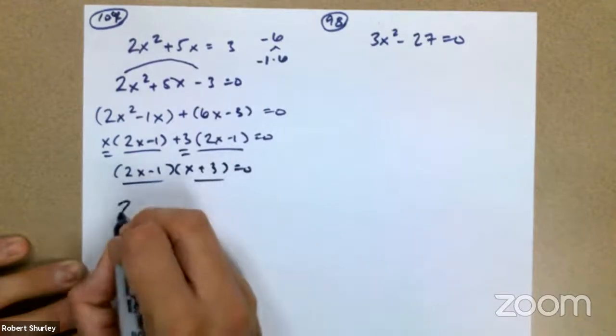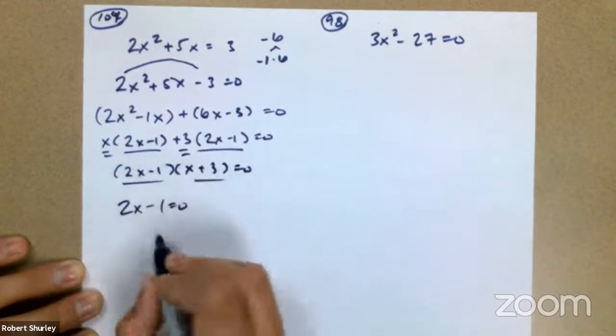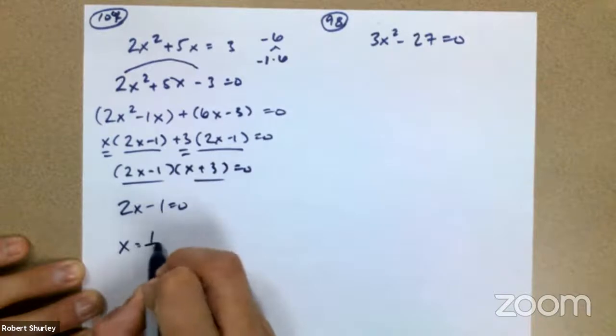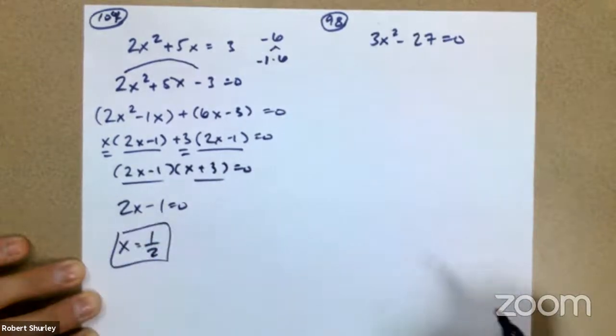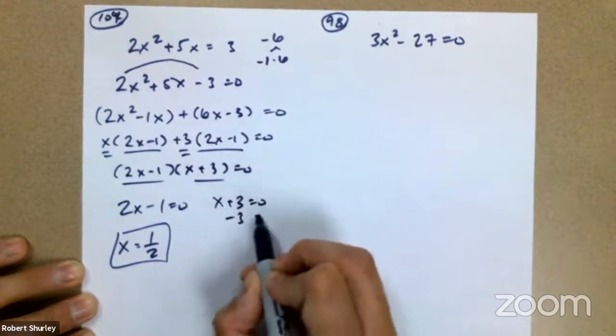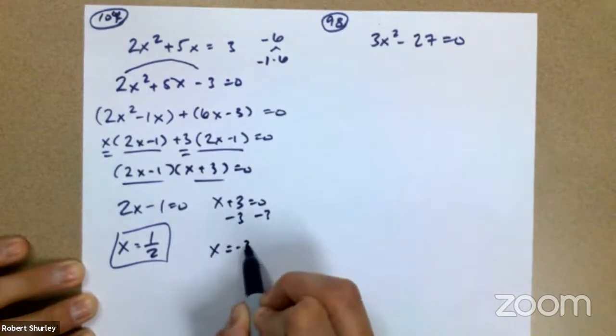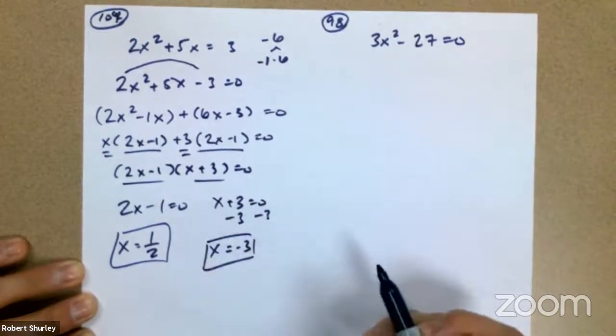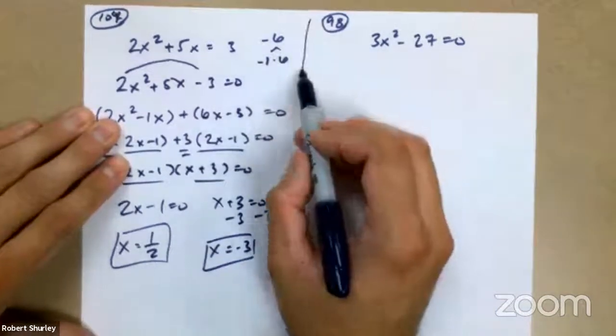So set those equal to 0. Add the 1, divide by the 2. You get 1/2 again. I think we've got 1/2 like 3 times now. x plus 3 equals 0. Subtract the 3, and you get x equals negative 3. Okay? The second one over here is a little different.